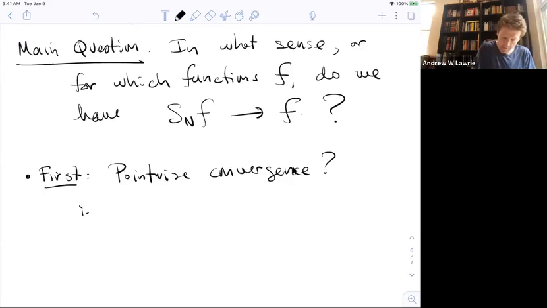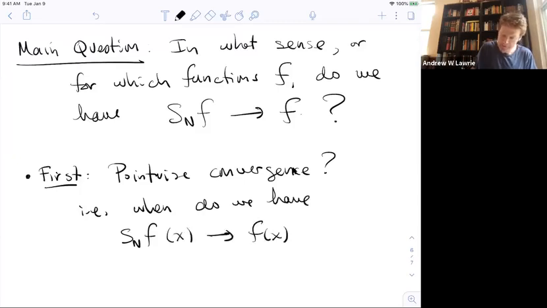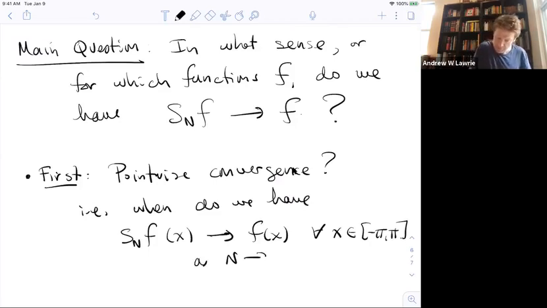So when do we have S_N f of x tending to f of x for every x in minus pi to pi as N goes to infinity? So if I evaluate each partial sum at a point x, in which sense does the sequence of numbers converge to the number f of x?